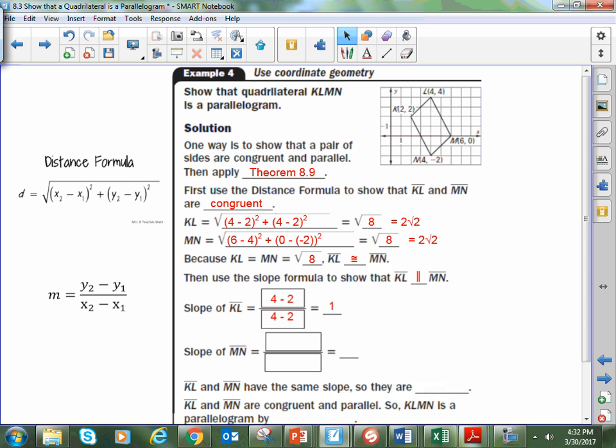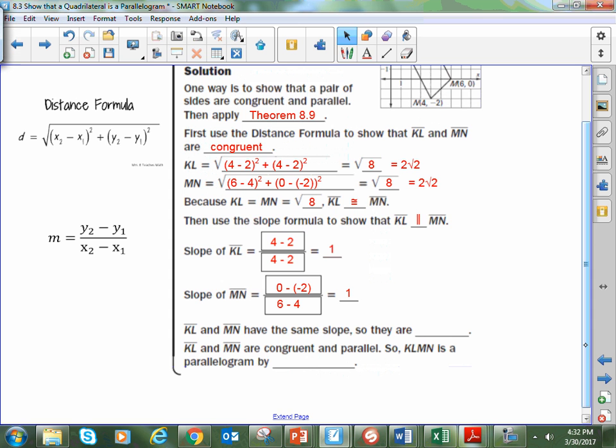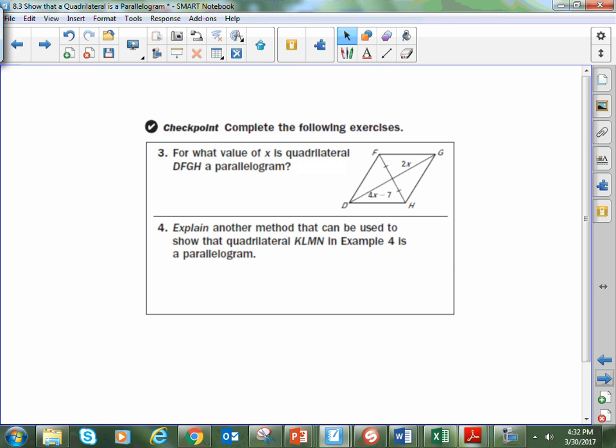So the slope of KL is 1, and looking at here, when I plug in those numbers, that also gives me a slope of 1. So my conclusion would be, yes, this quadrilateral is a parallelogram because I have a pair of opposite sides that are congruent to each other and parallel to each other. That would be the explanation that I would expect you to tell me, not because of theorem 8.9. So keep that in mind as you're trying to answer some of these questions on your own.